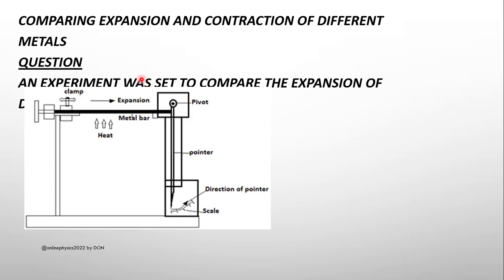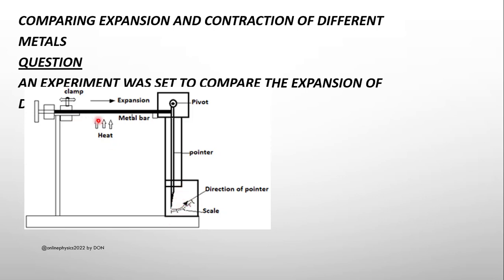So we have an experiment set to compare the expansion of some metals here. So look at the diagram that we have here. We have a clamp and the stand at this point. Then we have a metal bar which has been fitted on that clamp, the black one. Then on the other end, we have a pivot which has a pointer, and there is the direction of the pointer and a scale. The scale is from 0. So looking at this figure here, initially at room temperature, there is no deflection of this pointer on the scale at all.